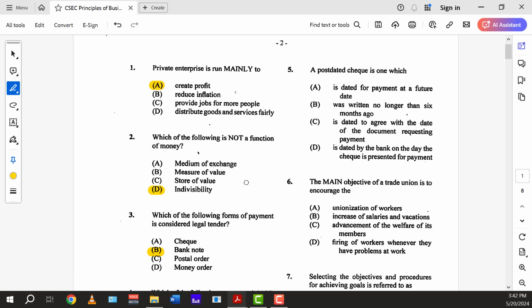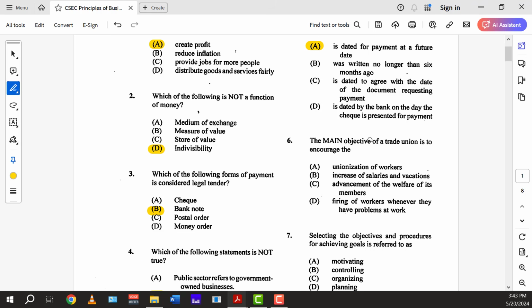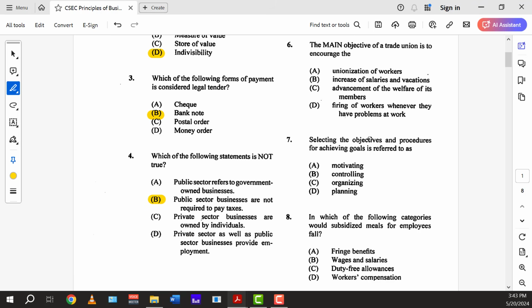All right, number 5. A post-dated check is one which A, is dated for payment at a future date, B, was written no longer than 6 months ago, C, is dated to agree with the date of the document requesting payment, or D, is dated by the bank on the day the check is presented for payment. And so post-dated means it's dated for sometime in the future. So that's A, dated for a payment at a future date. So you can't cash it until that date comes.